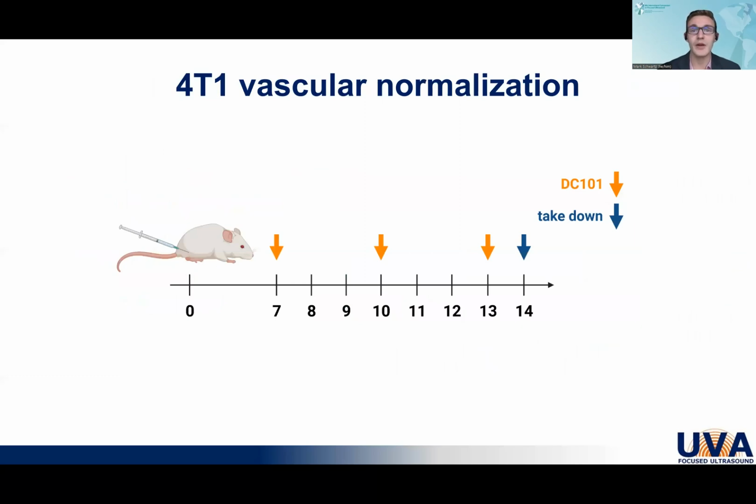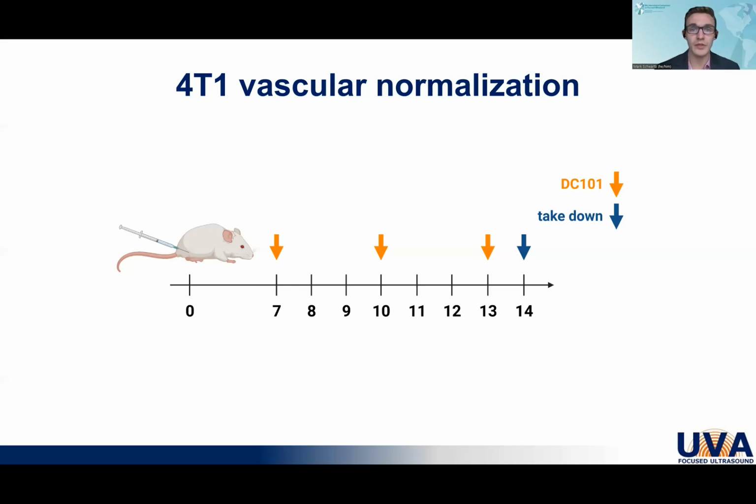The vascular normalization paradigm that we have been employing, we have applied to the 4T1 subcutaneous murine breast tumor model, whereby we subcutaneously inject in the right flank 4T1 cells, and at days 7, 10, and 13, intraperitoneally inject a 10 milligram per kilogram dose of DC-101, which is a monoclonal antibody blocking VEGF receptor 2. And in another group, we administer similarly an appropriate IgG isotype control.